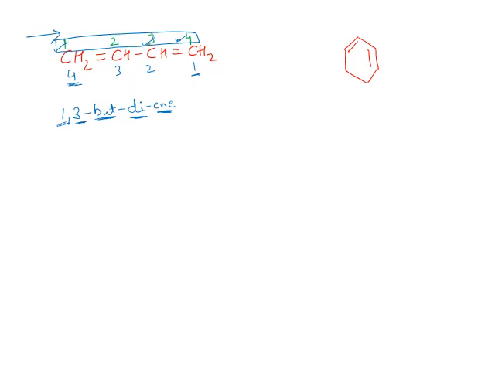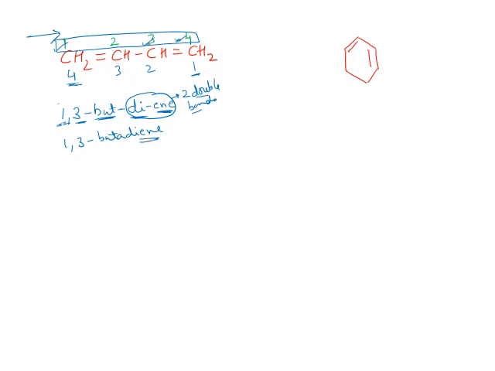So the name will be 1,3-butadiene, or you can write 1,3-butadiene. So diene tells you that you have 2 double bonds. So make sure you write diene or it will be a wrong name, wrong naming of the compound. So let's try to solve the other one.